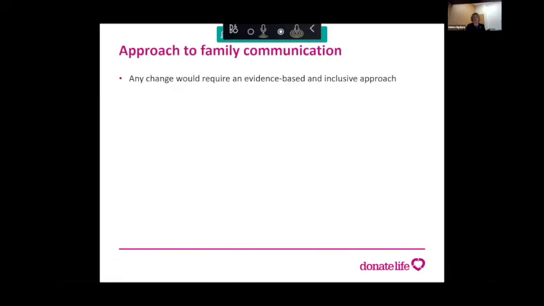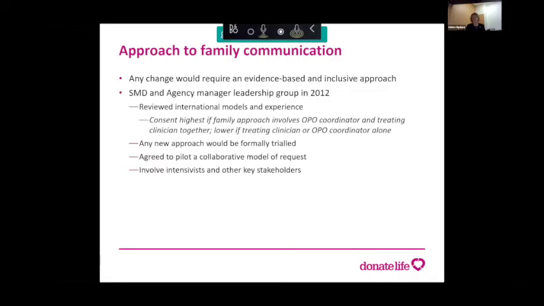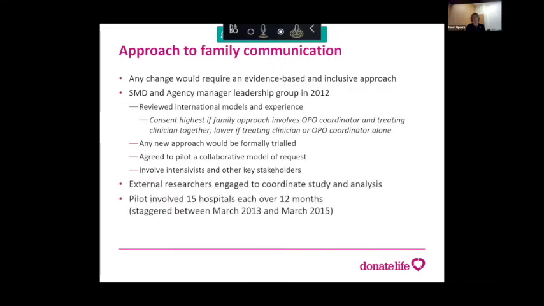It was agreed that to change this practice would really require an evidence-based and inclusive approach, and the State Medical Director and Agency Manager Leadership Group in 2012 reviewed international practice, noting that the highest consent rates with US research seem to be associated with a collaborative approach with a knowledgeable donation person along with the treating clinician approaching the family. It was agreed to trial this in Australia, to do it in a pilot way, and as a research project, this was really the only way we were going to get traction with the broader intensive care community.